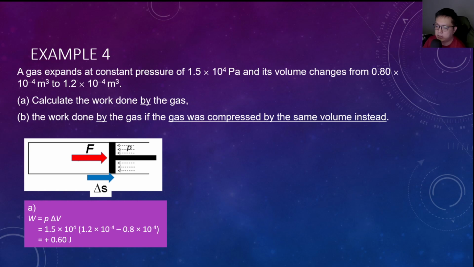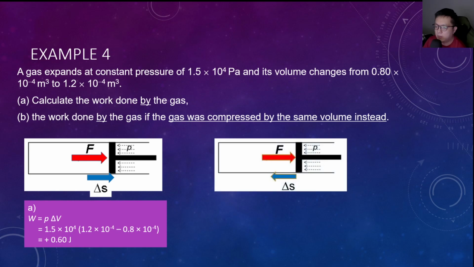It's just basically pressure times change in volume. Okay, for this one, if they ask you what is the work done on the gas, it will be the same number but negative. Alright, next we are asked to do B, work done by the gas if the gas was compressed by the same volume instead.